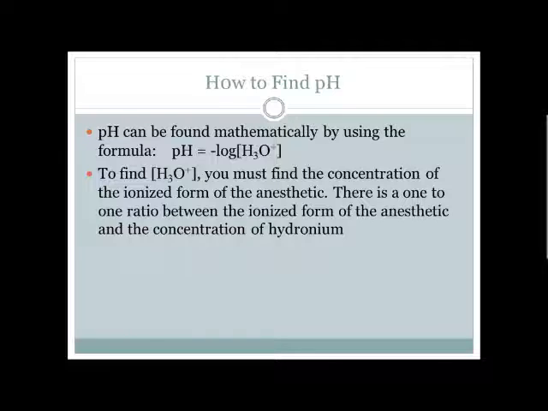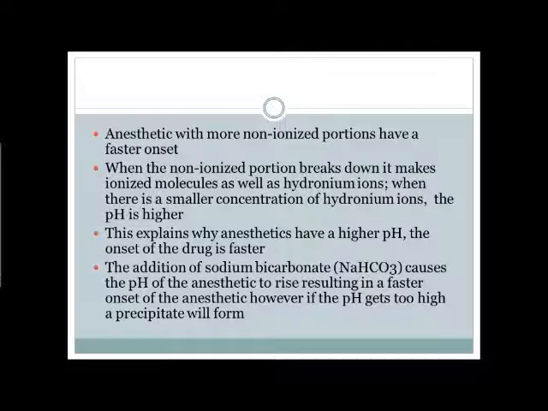To find the concentration of hydronium ions, you must find the concentration of the ionized form of the anesthetic. There is a 1-to-1 ratio between the ionized form of the anesthetic and the concentration of hydronium. Anesthetic with more non-ionized portions have a faster onset. When the non-ionized portion breaks down, it makes ionized molecules as well as hydronium ions. When there is a smaller concentration of hydronium ions, the pH is higher. This explains why anesthetics have a higher pH, and the onset of the drug is faster.